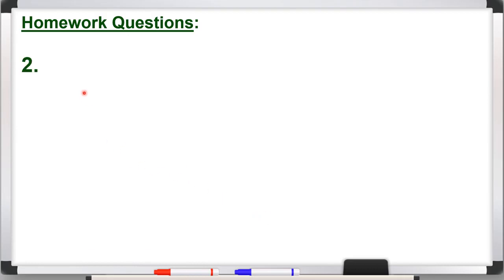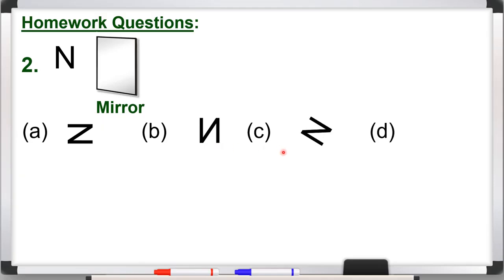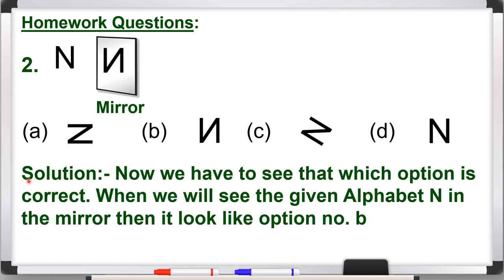Now in question number 2, it is given alphabet N and we have to see the mirror image of it. Our options are A like this, B like this, C like this and D like this. Now the solution of it. We have to see which option is correct. When we see the given alphabet N in the mirror, it will look like option number B.